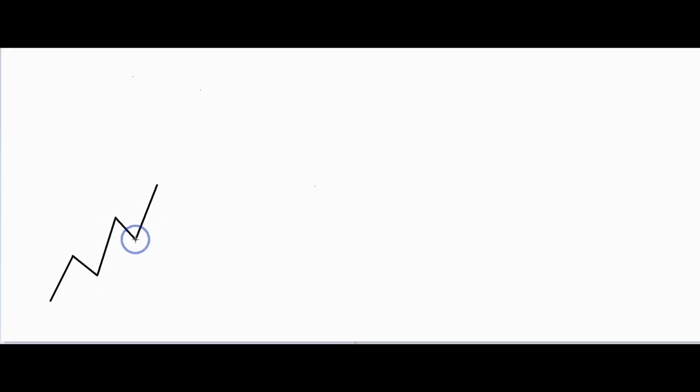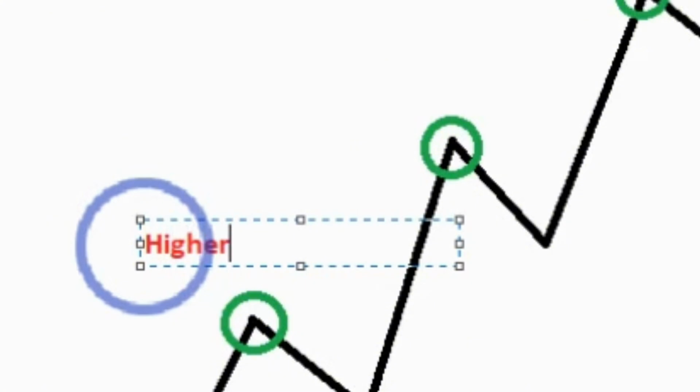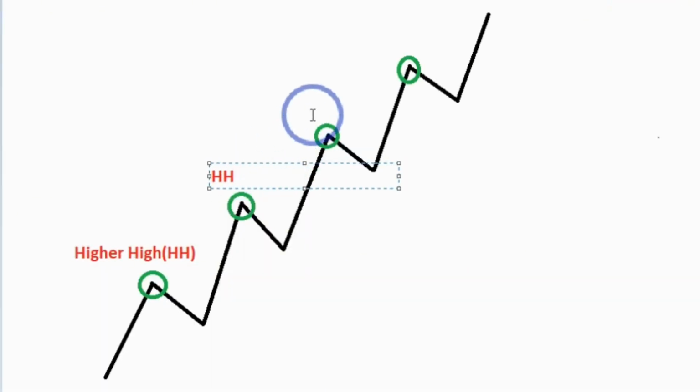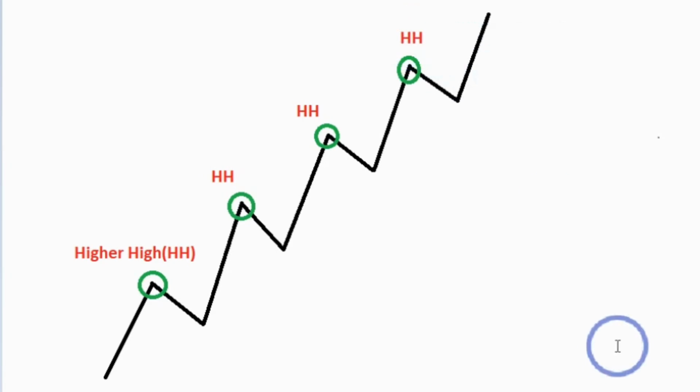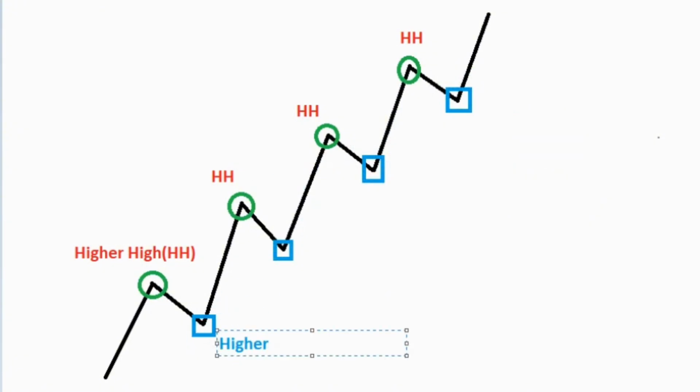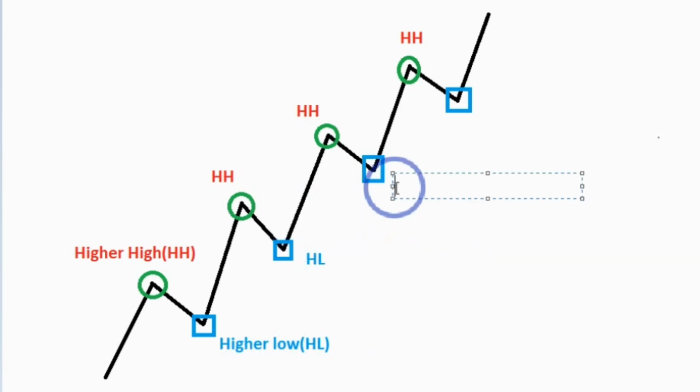An uptrend is a trend where the peaks are higher than the previous peaks and the lows are higher than the previous lows. As we look at the chart, we can see that the price consistently forms higher highs and higher lows. This indicates that the market is in an uptrend, showing a general movement in an upward direction.